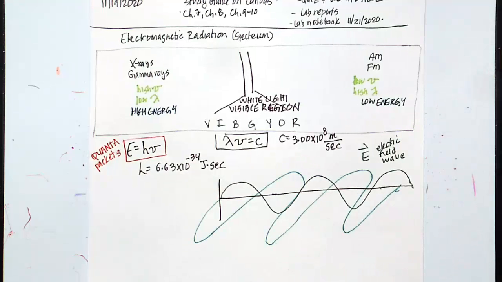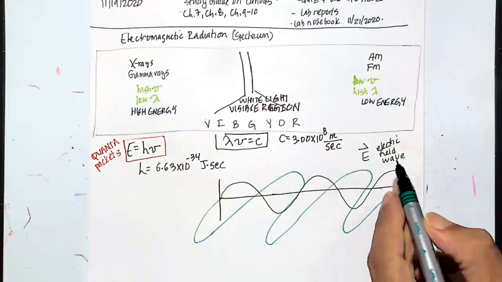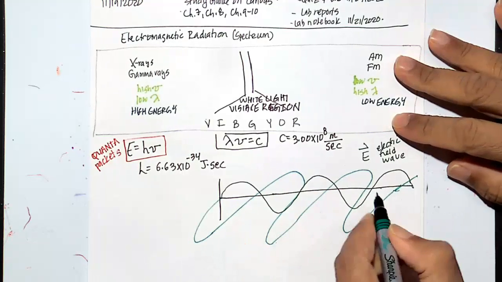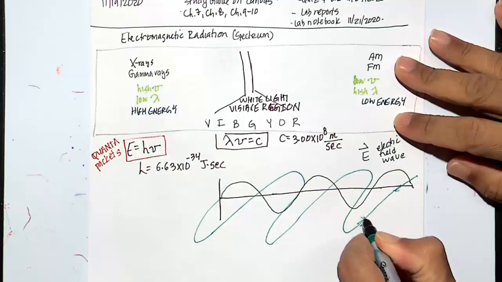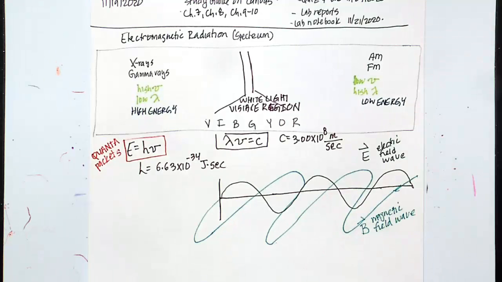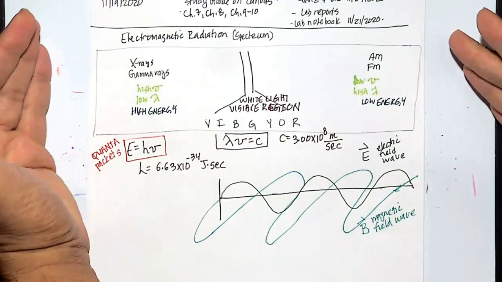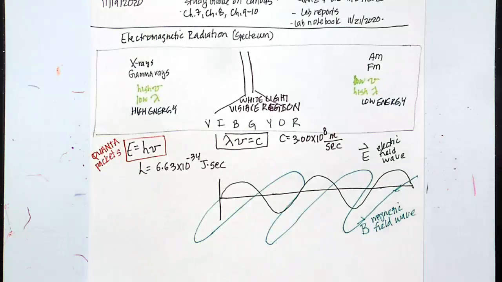So if you can imagine in your mind's eye the black wave and the green wave being perpendicular to one another, this in the green we'll call the magnetic field wave. Energy in the electromagnetic spectrum is actually 2 waves traveling perpendicular. The key word here is perpendicular, not parallel, but perpendicular. B field wave and electric field wave.